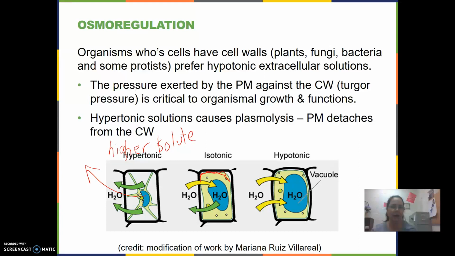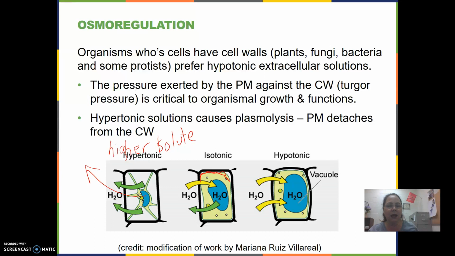In an isotonic solution, if you water a plant with a solution that contains some solutes, like tap water, it's going to contain some solutes, but the same amount of solutes that's inside the plant cells. You're not going to have a change in the shape or the size of the plant cell.